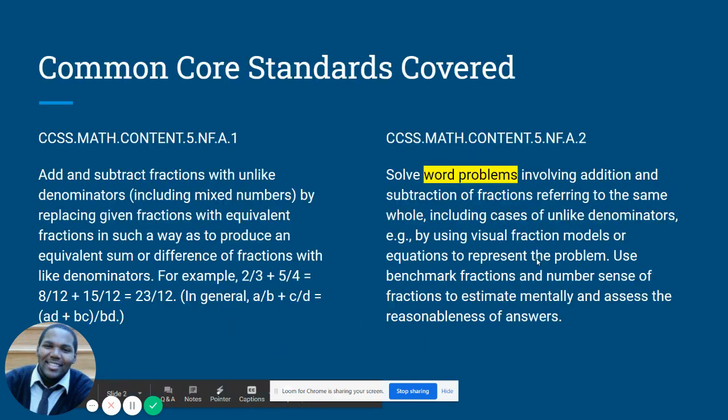Our Common Core standards are 5.NF.A.1 and 5.NF.A.2. We will be working with fractions during this lesson, but mostly we're going to be learning how to solve word problems again, using those estimates to mentally assess the reasonableness of our answers.